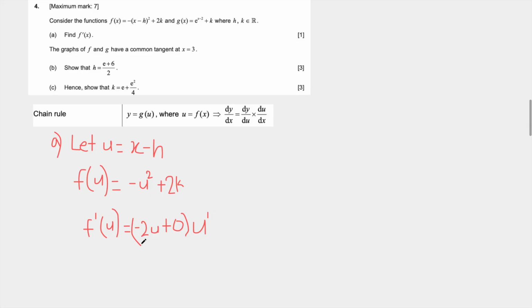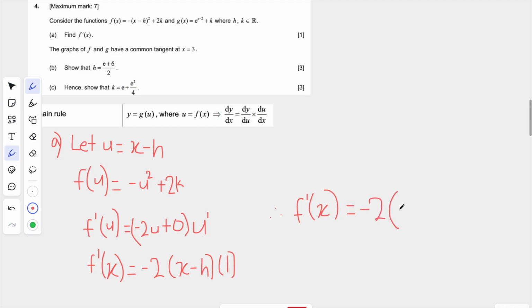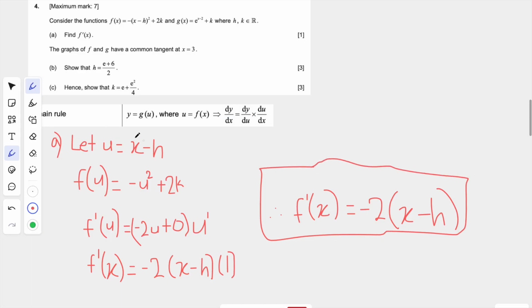Now remember we haven't incorporated the chain rule yet, as we need to differentiate the u variable we set also by multiplying it to whatever we have so far. So the first derivative of our u dummy variable is in this case 1, as the first derivative of x is 1, and h is a constant so its first derivative is 0. This means we end up with the final answer of the first derivative of f of x being minus 2 multiplied by (x minus h).